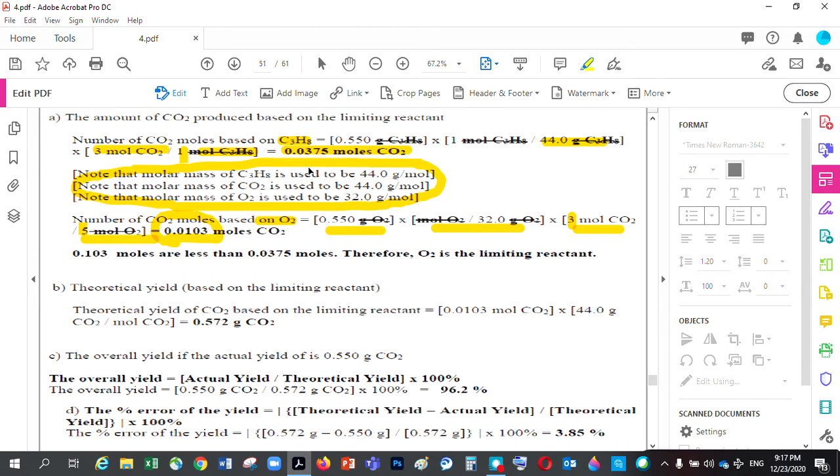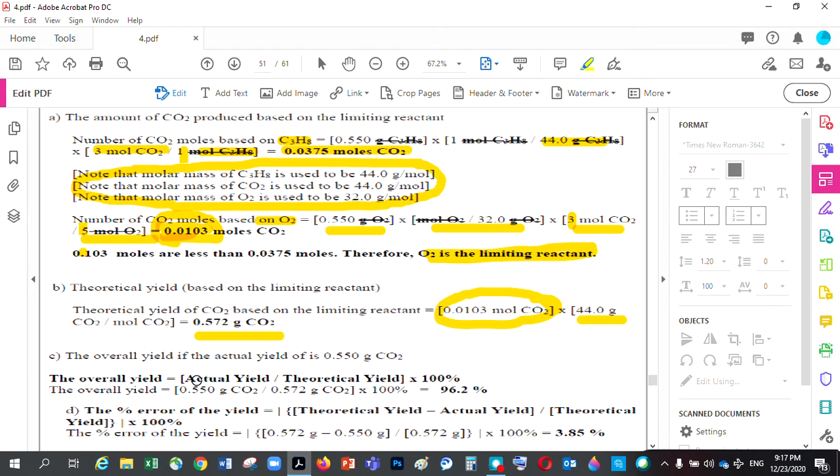So which one is the least? The least is 0.0103, correct? This is the least. So therefore, oxygen is the limiting reactant. Now, the theoretical yield based on the limiting reactant: I take the least, multiplied by the molar mass of CO2, the product, 44. I get 0.572 grams CO2.